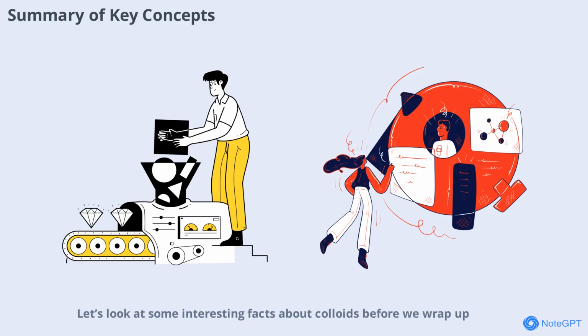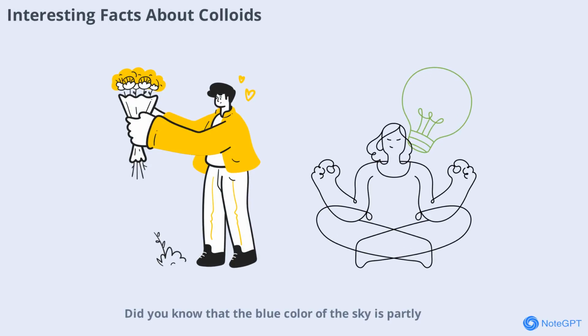Let's look at some interesting facts about colloids before we wrap up. Did you know that the blue color of the sky is partly due to the scattering of light by colloidal particles in the atmosphere, or that gold sols were used to color stained glass in medieval times? Colloids are also used in nanotechnology and advanced materials. Their study continues to reveal new applications and insights.